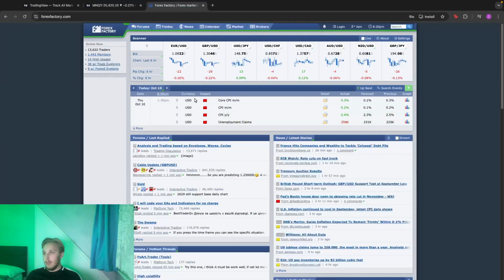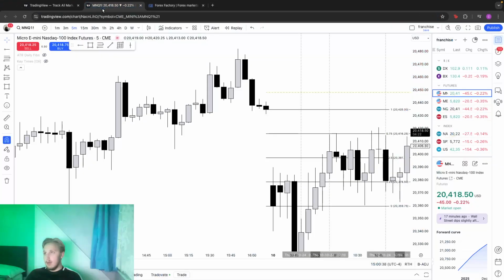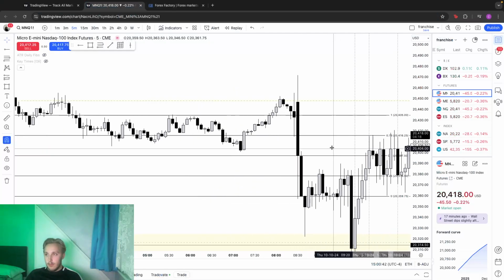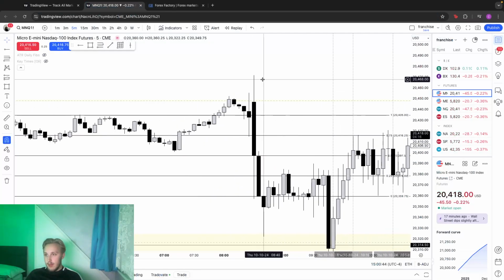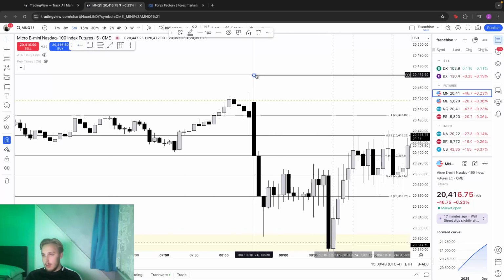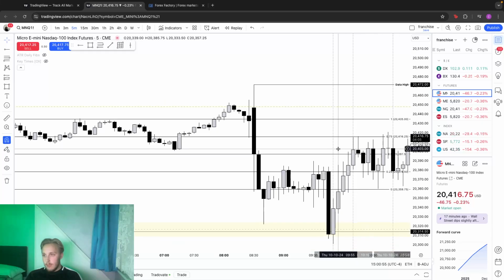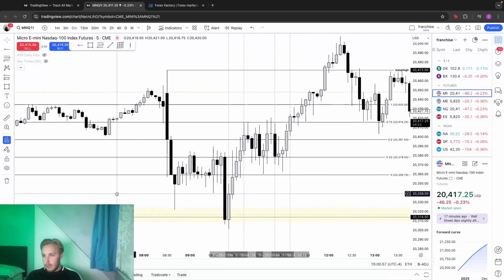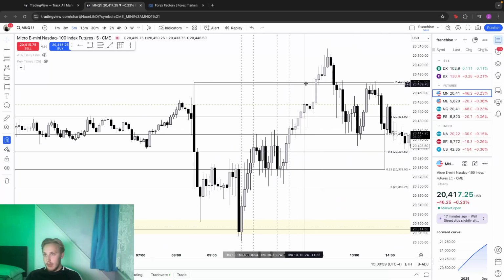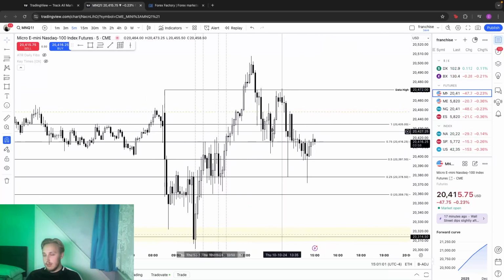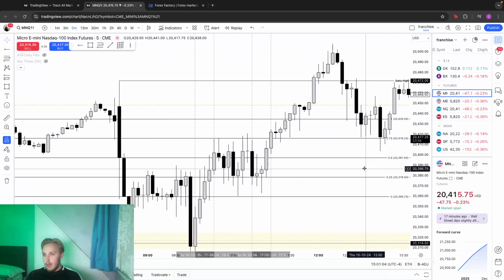Oh yeah, before, that is not what I wanted to do. Before, you do also want to mark out your data high and low, which is 8:30 right here. So you can mark that. As you can see, we do take the data high out and start reversing off of that.